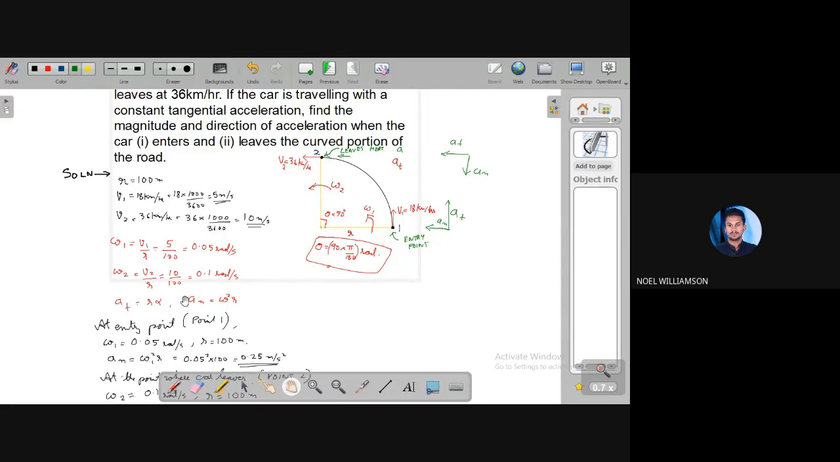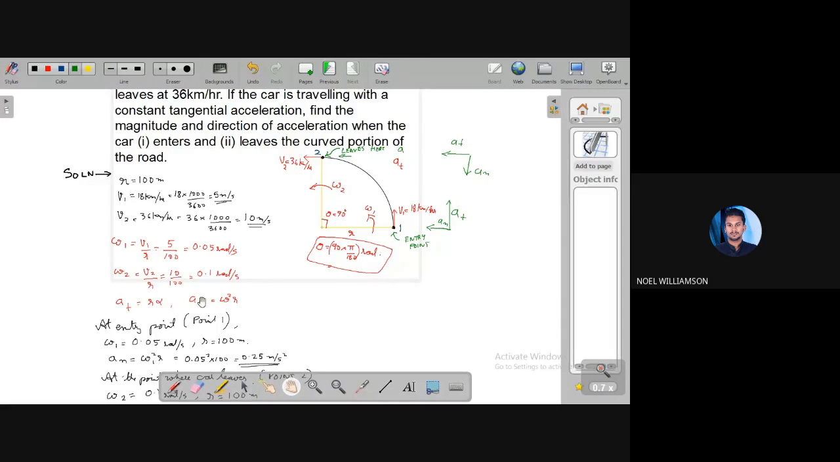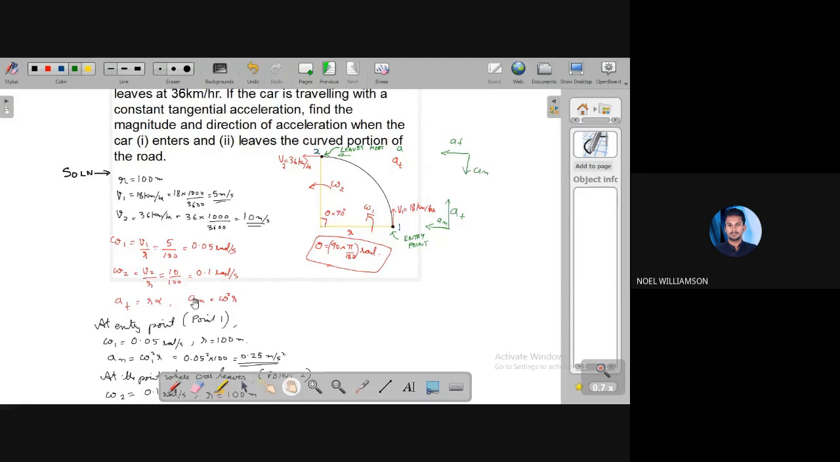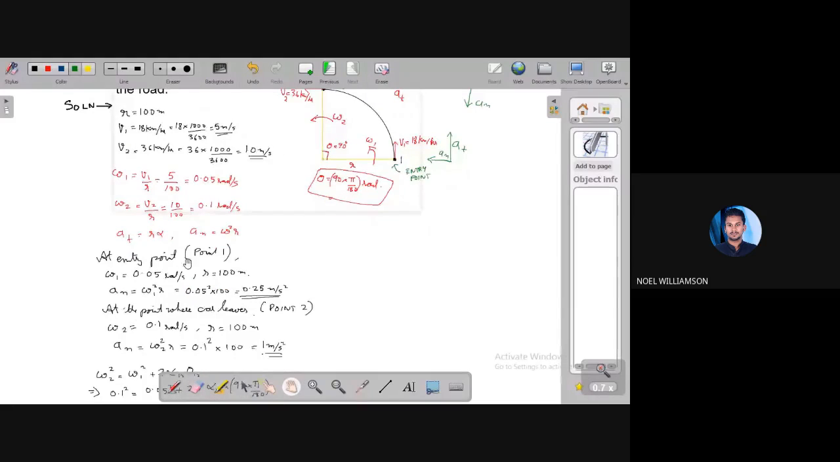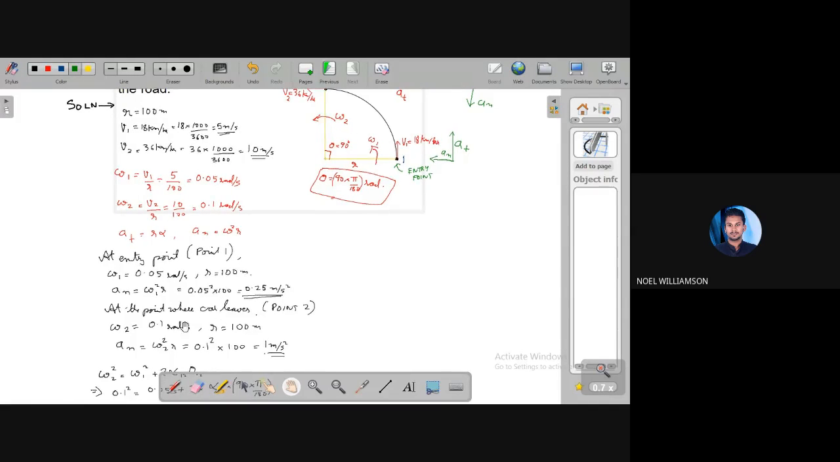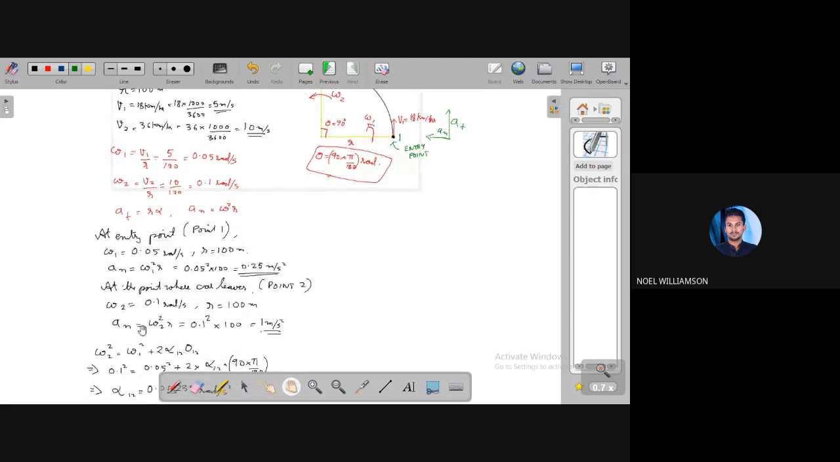Now the relation for AT and AN is like this. AT, the tangential component of acceleration, is r alpha, and the normal component is omega square r. We know omega, but we don't know the value of alpha, so we have to find alpha in order to find the value of AT. Otherwise you can find the value of AN. So first of all, we found the value of AN at the 2 points using these relations. At the entry point, we got AN as 0.25, and at the exit point, using omega 2 and r, we found the value of AN.